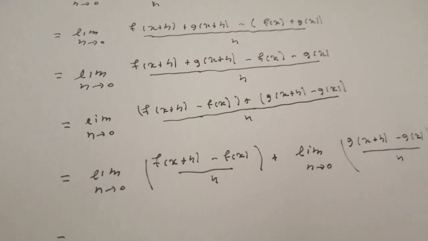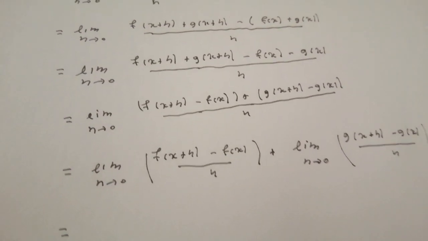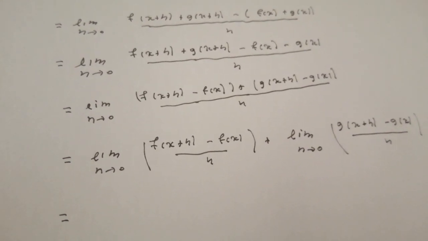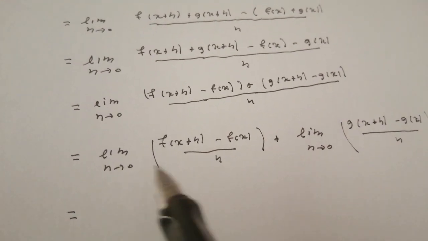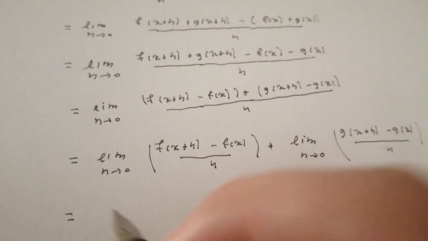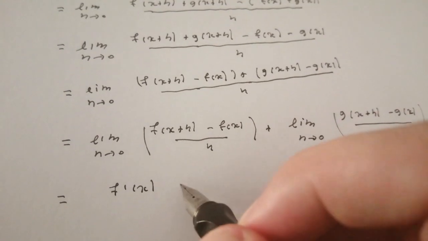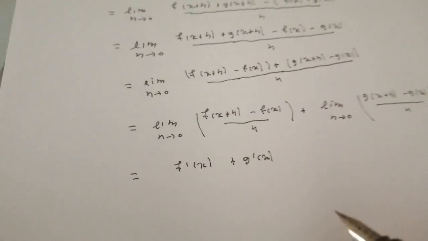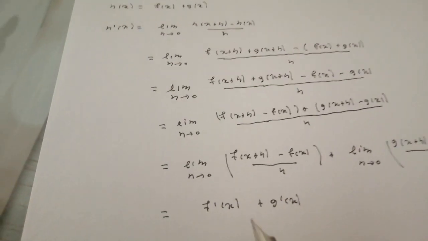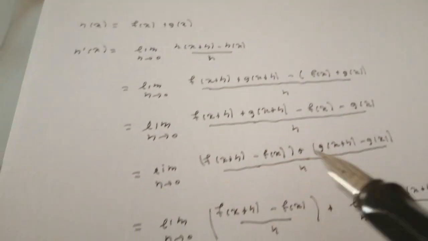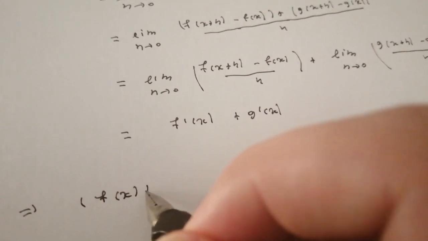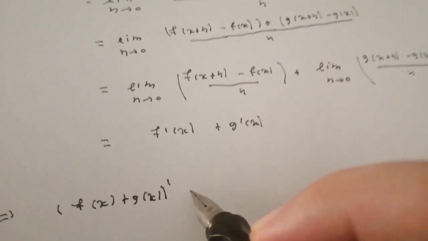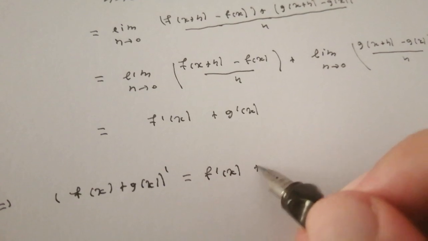Of course, we assume that f and g are continuously differentiable functions. So they are continuous functions, and the derivative is also a continuous function. Assuming that these limits exist, we have that this is f prime of x plus g prime of x. This h of x is equal to the sum, so the prime of h is (f plus g) prime. So this is f prime of x plus g prime of x.